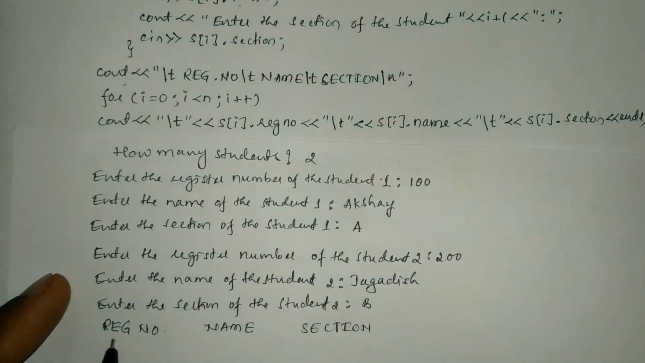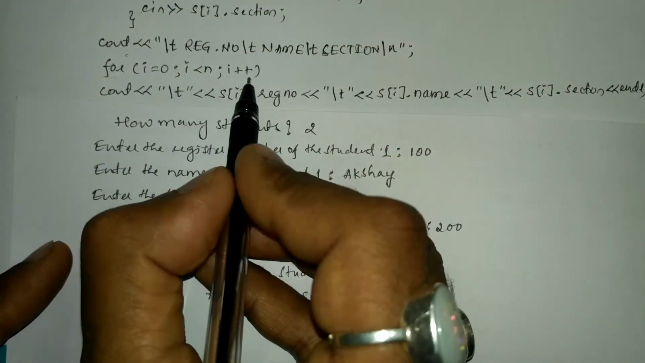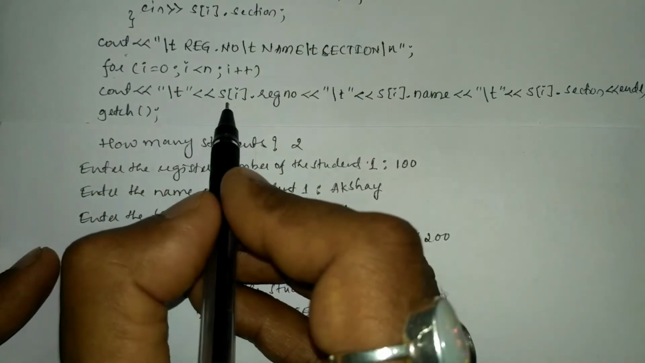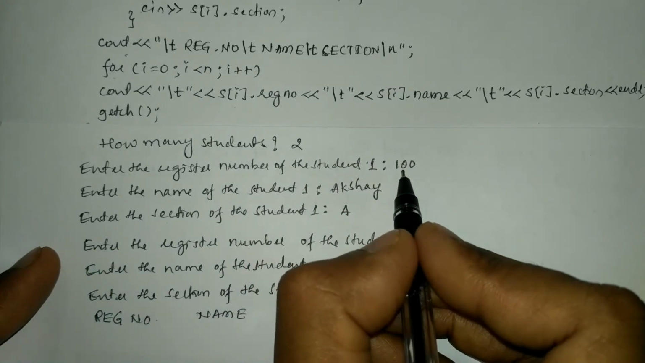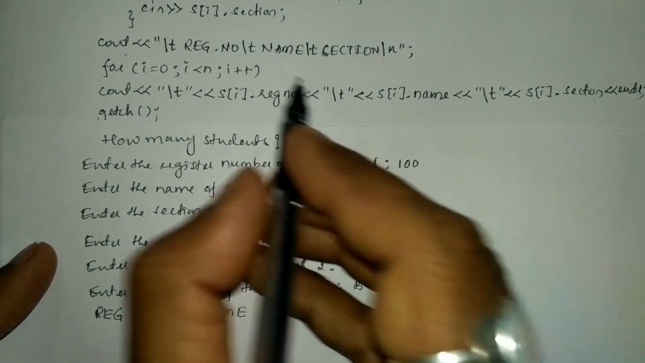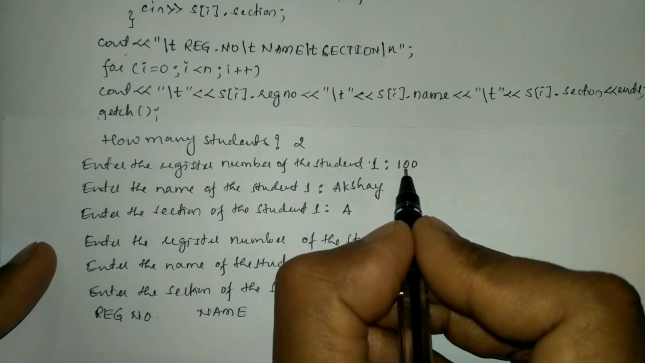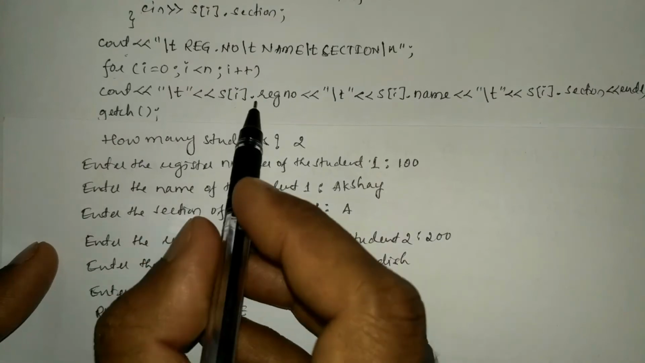So the cursor will come here onto the register number. So for I is equal to 0, I is less than n, and I plus plus. Here you can see cout \t and s of I dot register number. So register number of s of I, that is s of 0. S of 0 is what? 100, correct? So here I'm going to write register number 100 will be printed.